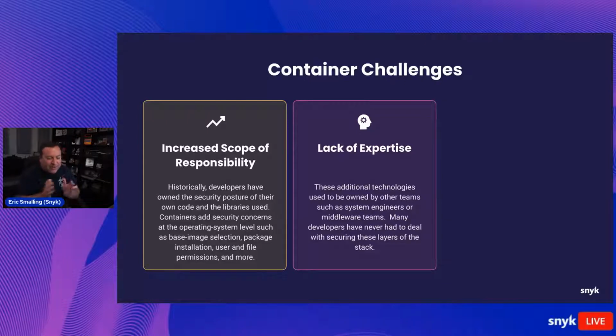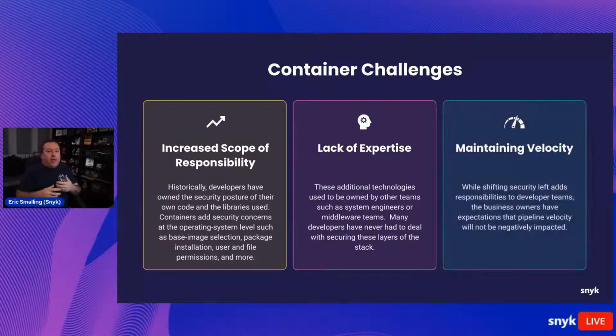Tracking the vulnerabilities of a given RPM that we're using or something like that. Having a history of doing that, where do we start? On top of all of this, business expects us to maintain velocity.